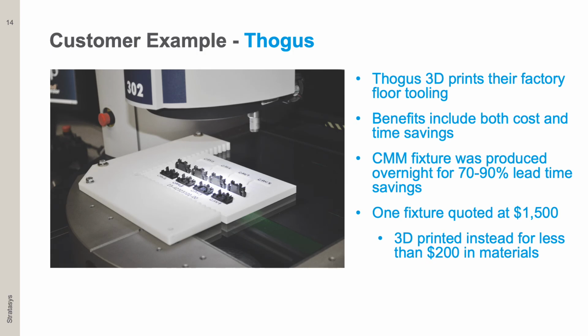Thogus is an injection molder that specializes in low-volume manufacturing and highly engineered materials. By 3D printing their factory floor tooling instead of outsourcing, Thogus achieves dramatic cost savings. In one particular example, Thogus produced a 3D printed CMM fixture overnight, saving 70 to 90% on lead time compared with outsourcing. As an example, one fixture was quoted for $1,500 from the machine shop. Thogus 3D printed it for less than $200 in materials.